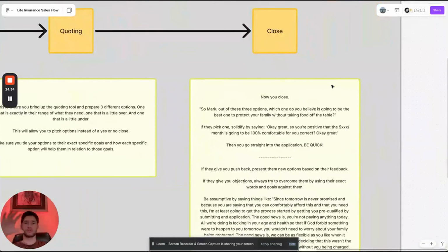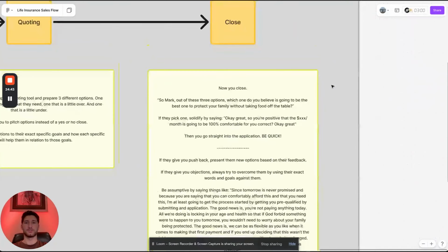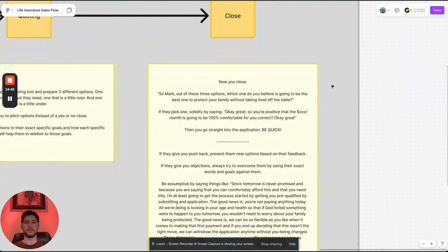Next, now we're going to go into the close. This is, of course, where the money's made. So very, very important. So Mark, out of these 3 options, which one do you believe is going to be the best one to protect your family without taking food off the table? And again, the reason we word it this way is because you want to come across as somebody that is on their team. You don't want to be another salesperson that's just trying to sell them something.